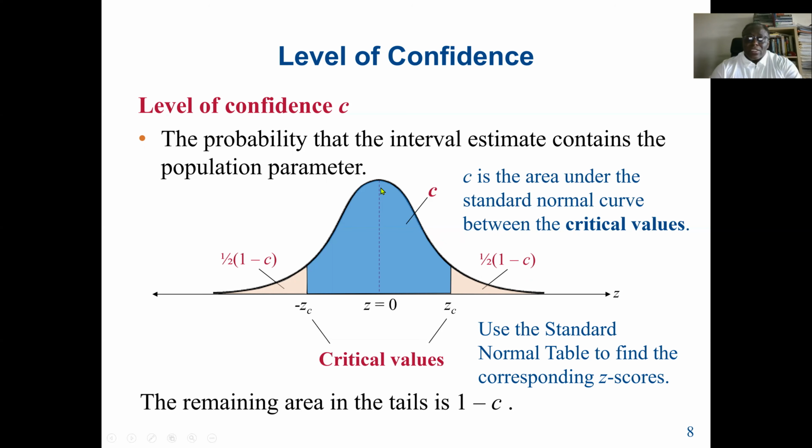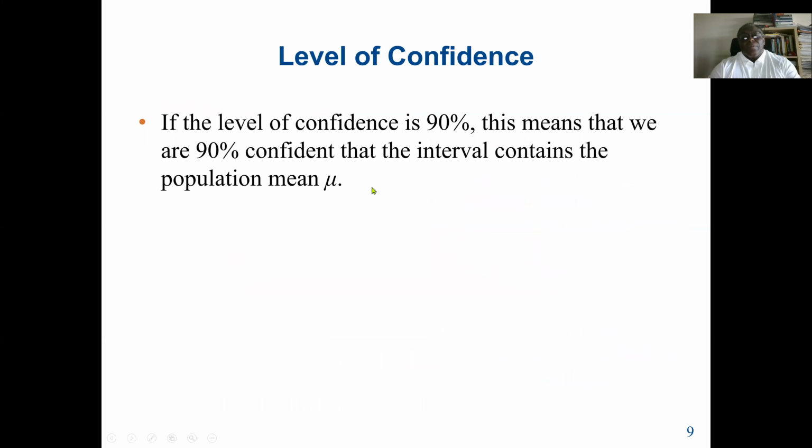So again, this is a standard normal curve. To get the Z value, we can use the standard normal table. For the level of confidence, let's see an example here. They say if the level of confidence is 90%, this means that we are 90% confident that the interval contains the population mean. So I'm 90% confident that the mean will be between 10.5 and 14.5. That's the interval estimate.